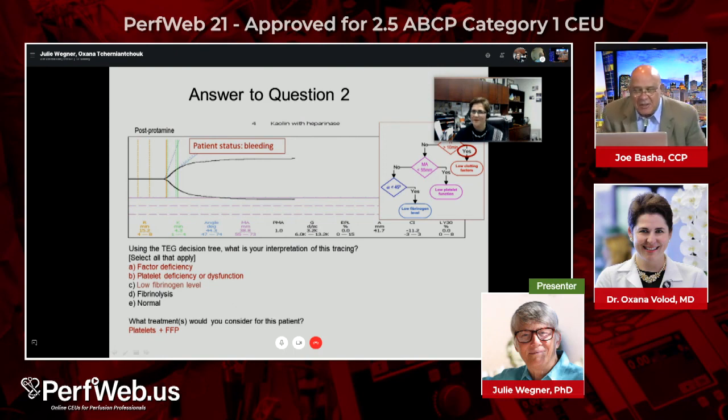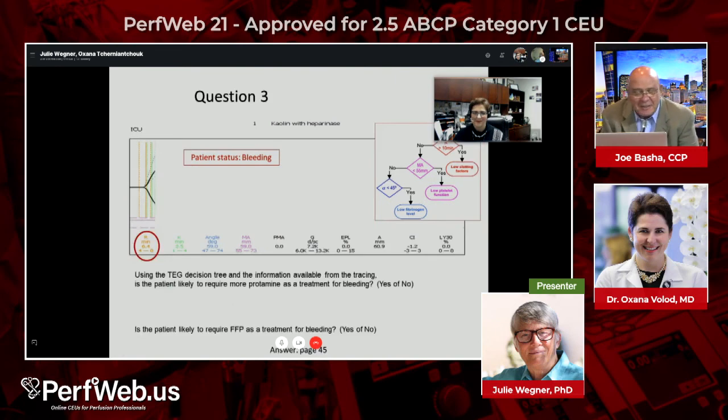So let's go to number three. We know the deal. All right. So now we just have the first about 10 minutes of the TEG. The patient's status is bleeding, and it's a kaolin with heparinase. Using the TEG, is the patient likely to require more protamine as a treatment for bleeding at this point in time? Well, I would say no. That's correct.